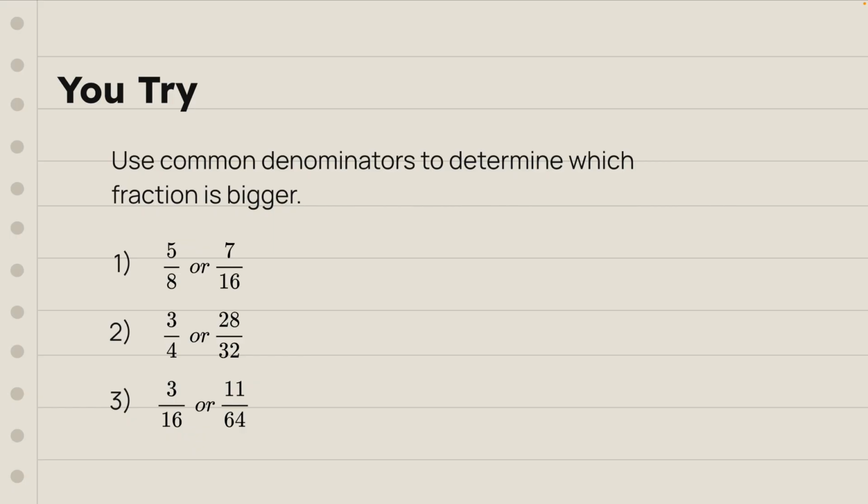Okay, so looking at these, a common denominator here would be 16. So I'm going to make 5/8 into a fraction out of 16, and I see that 5/8 is bigger. For the second one, a common denominator there is 32, and I see that 28 out of 32 is bigger. And for the bottom one, a common denominator is 64, and when I make them common denominators, I see that 3/16 is bigger.